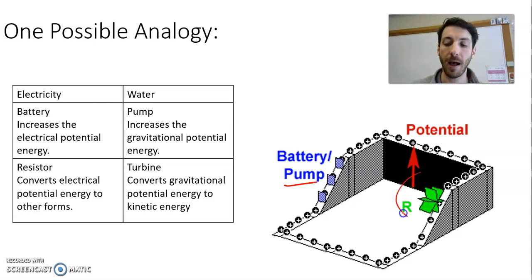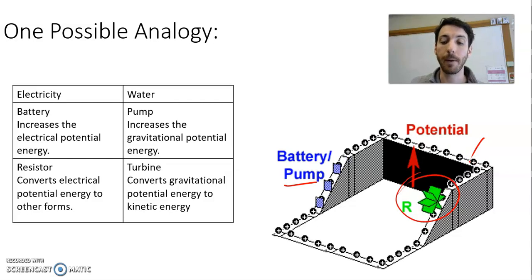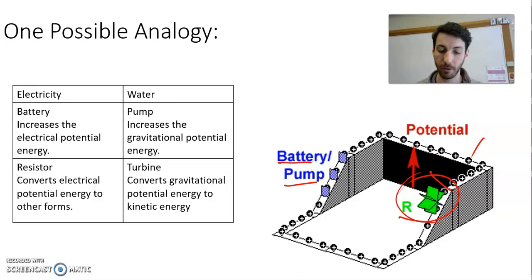As that water passes a turbine, that gravitational potential energy is then converted to a different form, kinetic energy in this case. So the analogy can be made with circuits in that a battery would increase the electrical potential energy. And as you go across a resistor, this would convert the electrical potential energy to a different form, either heat or light. So I think that analogy can help with the conceptual understanding.